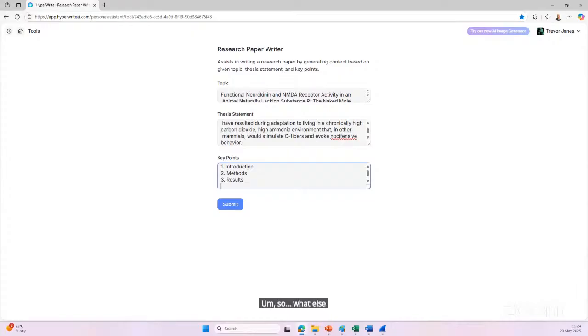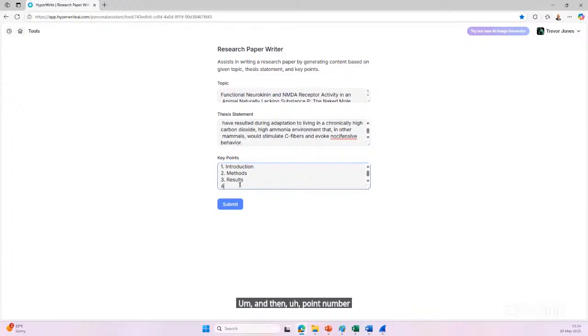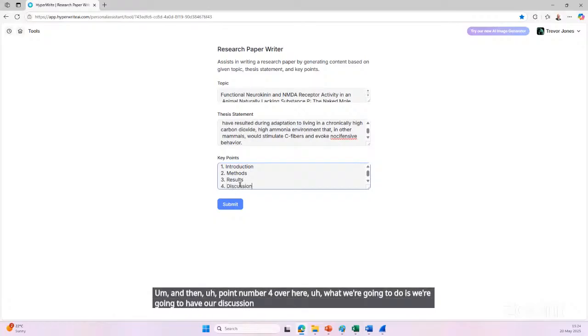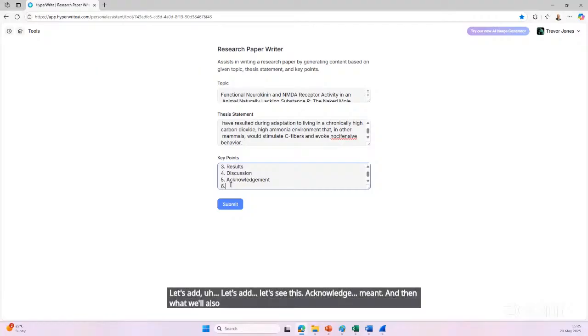So what else? I'm just trying to remember off the top of my head what we included. And then point number 4 over here. What we're going to do is we're going to have our discussion. Discussion. I think that's how you would spell it. And then point number 5 over there. Typically with a research paper, we're going to have acknowledgements. And then what we'll also do is we'll go ahead and we'll add a references section.